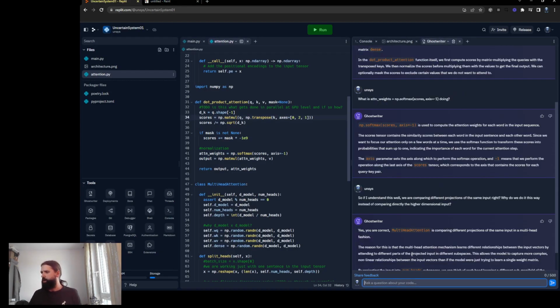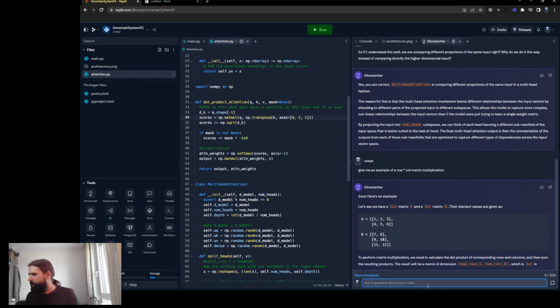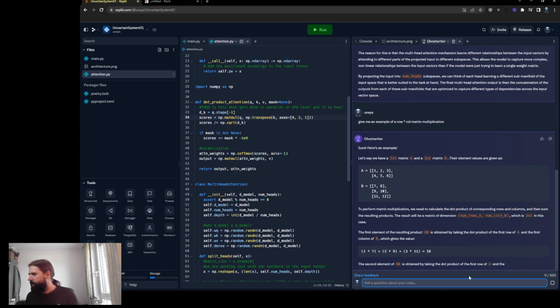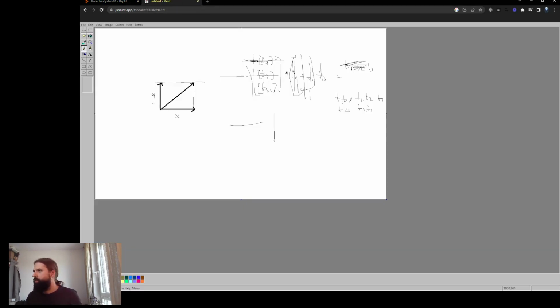Can you give me an example of a row times column matrix multiplication? So you're doing the column, this and that, yeah. So you end up with a 2 by 2, exactly. So these times these, then these times these, exactly. That's correct. So this is why you're comparing the words with each other.